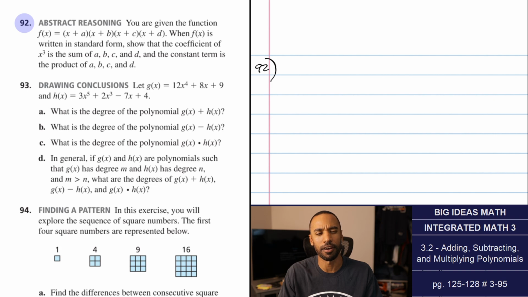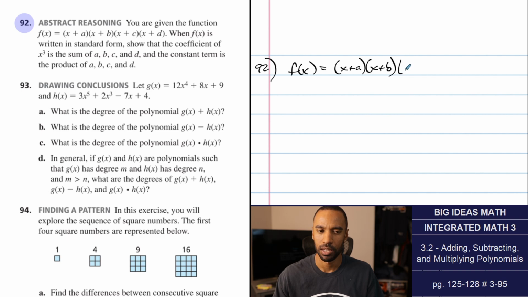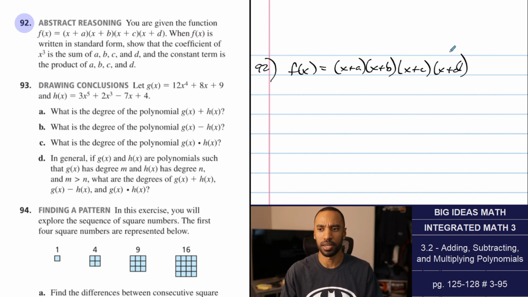Abstract reasoning: you're given the function f of x equals (x plus a)(x plus b)(x plus c)(x plus d). When f of x is written in standard form, show the coefficient of x cubed is the sum of a, b, c, and d, and the constant term is the product of a, b, c, and d. The coefficient of x cubed. So x cubed, x plus a, x plus b, x plus c, x plus d. I guess I do have to expand it. Sort of. Well, these are the linear things, but I don't know. Listen, I'll expand it. I know the product must be the constant of all those ones, because that's when x is 0. Or the constant's the product of all those.